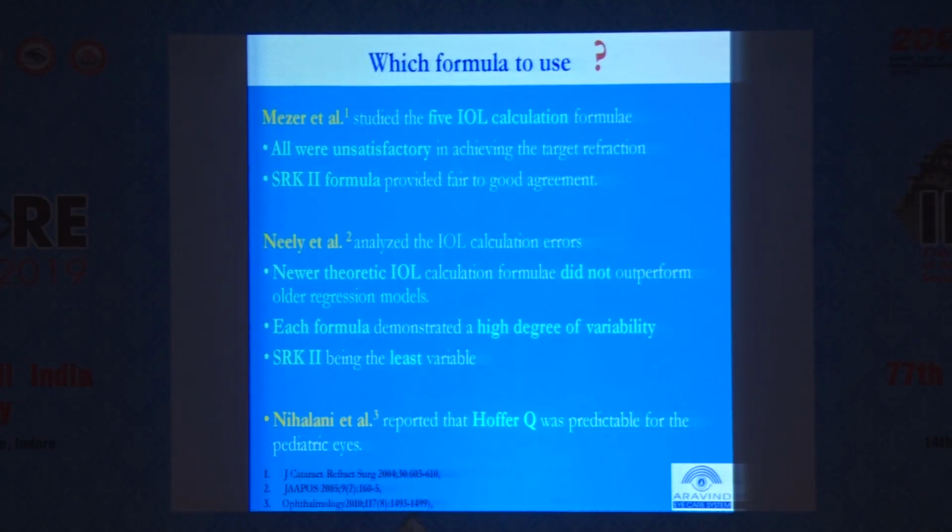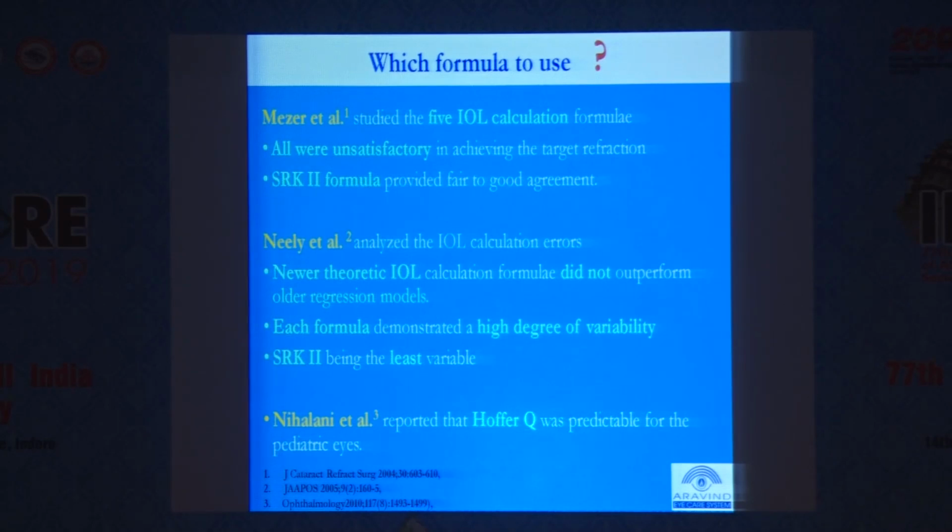So which formula to choose? Various clinical studies have put forth answers. Moiser et al. studied 5 IOL calculations and found none of them satisfactory, and SRK II showed fair to good agreement. Neely et al. analyzed the IOL calculation errors and found that newer theoretical IOL calculation formulas did not outperform older regression ones, and each formula demonstrated a high degree of variability. SRK II had the least variability.